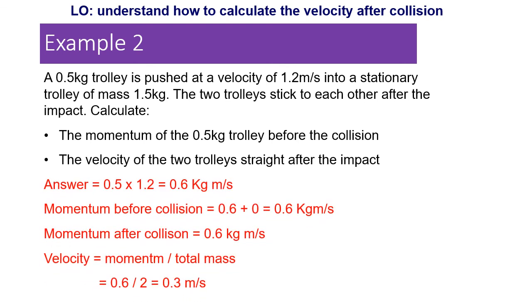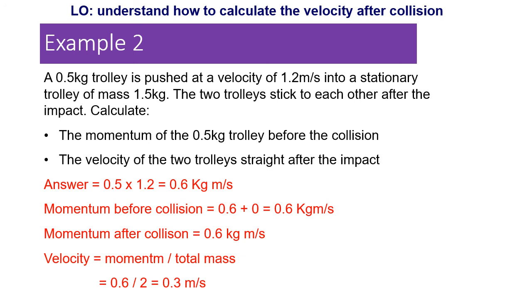Well done if you got the correct answer. I can explain here once again. The first part was the momentum of the 0.5 kilogram trolley before the collision. So mass times velocity: the trolley's mass was 0.5 and the velocity was 1.2. So the momentum of one trolley is 0.6 kilogram meter per second. Now the momentum before collision.